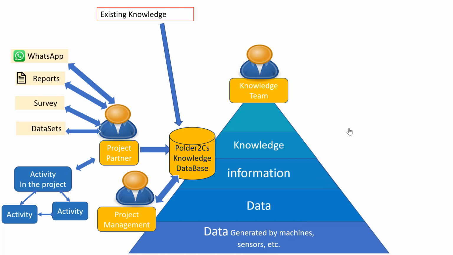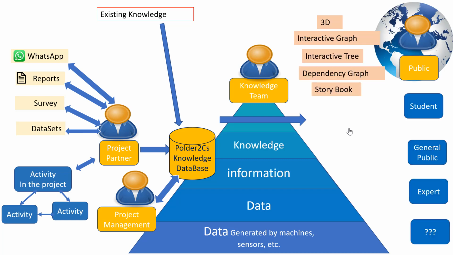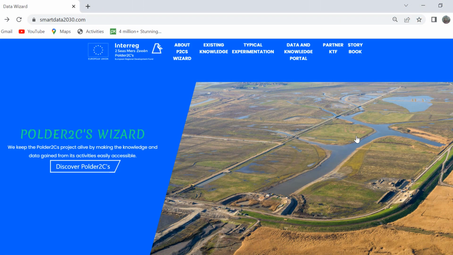After gathering the knowledge components, they should be communicated to the target public in a suitable way and in a suitable form. In Polder 2Cs, we have chosen different forms to represent this knowledge. We have chosen, for example, 3D, interactive graph, dependency graph, storybook, etc. Let us now go to the site to show all these aspects.